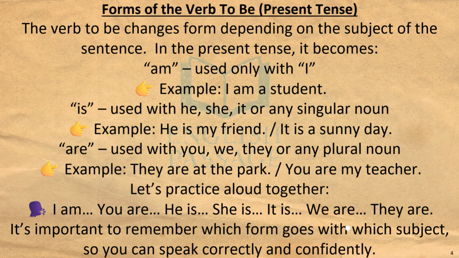Are is used with you, we, they, or any plural noun. Example, they are at the park. You are my teacher. Let's practice aloud together. I am, you are, he is, she is, it is, we are, they are. It's important to remember which form goes with which subject so you can speak correctly and confidently.